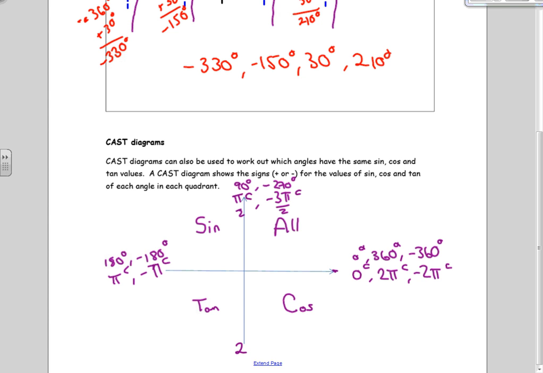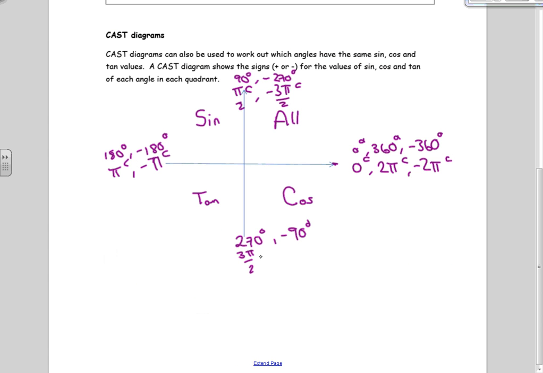So here we'd have 270 degrees or minus 90 degrees, and we would have 3 pi over 2 radians, or we would have minus pi over 2 radians. So usually we only go between minus 360 or minus 2 pi and 360 degrees and 2 pi.